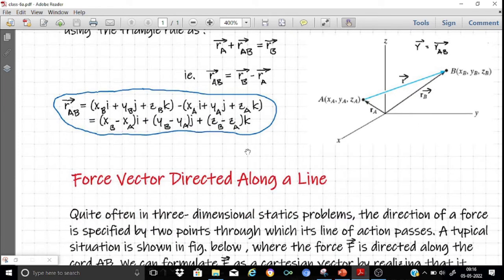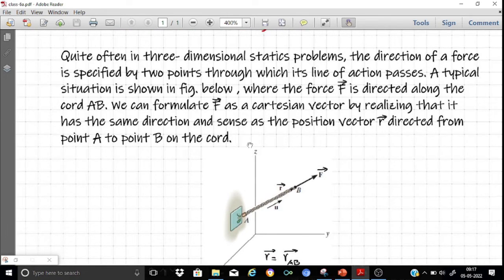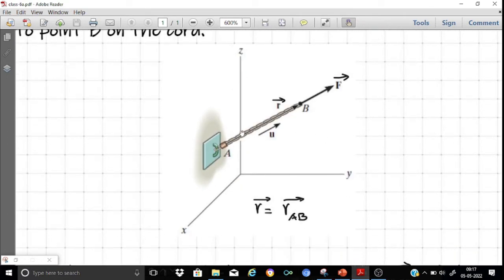Now let us see where the concept of position vector finds its application. In many of the three-dimensional problems in engineering mechanics, we need to specify the direction of a force. So the direction of a force is normally specified by providing 2 points through which its line of action passes. For example, as you can see, a typical application of the position vector is demonstrated here, wherein a fixed reference axis xyz is given, and for example here a plate is fixed to the wall using a hook arrangement and a force F is applied. Now to specify correctly the direction of force vector F, we need to mention 2 points through which the force F passes. For example, in this case, it is clear that the force F passes through the points A and B.